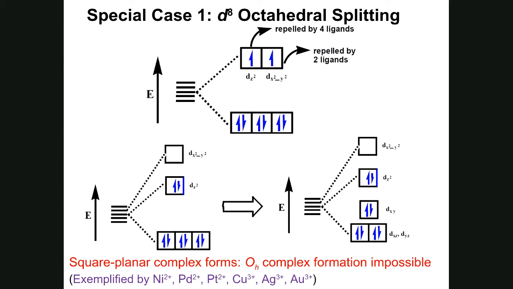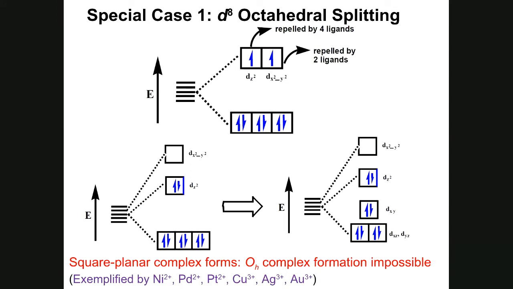Definitely, the dx squared minus y squared orbital is the one that interacts with four ligands, not the other. If you look at the explanation that this guy has put, please keep track of that. I would like you to have your printed slides and change the designation that we have here. It is the electron in the dx squared minus y squared that is repelled by four ligands, not two.